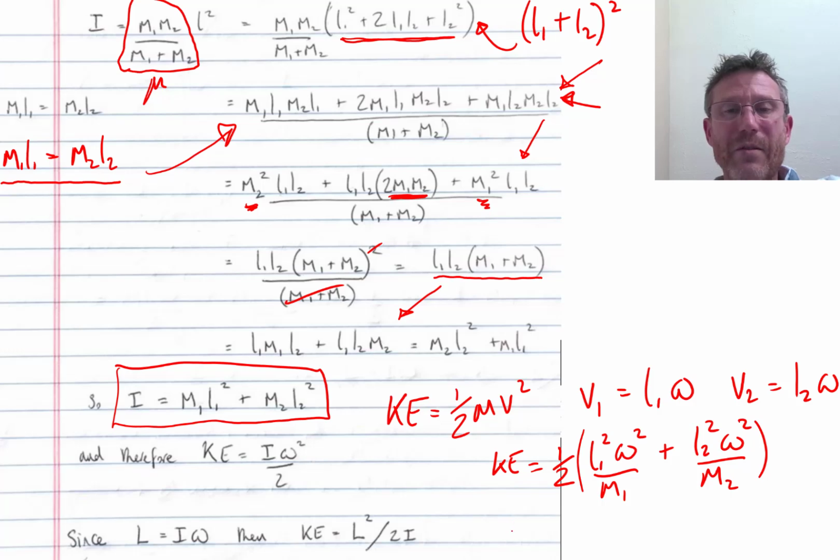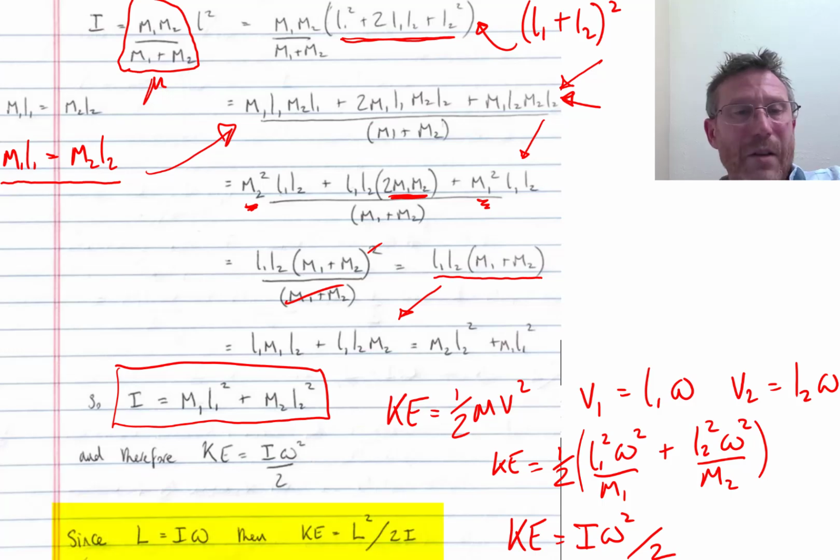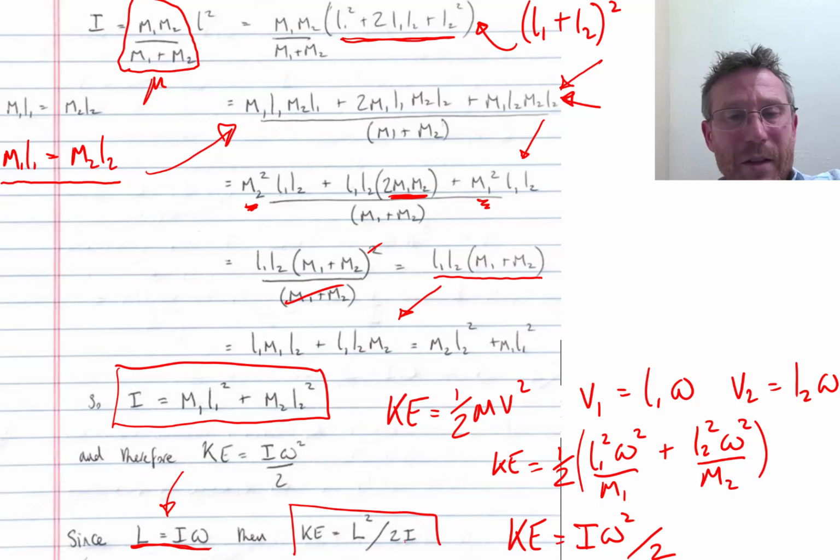Putting this all together, we end up with kinetic energy is simply equal to I omega squared over 2. And from that, knowing from classical physics that angular momentum is equal to I omega, then what we end up with is the following expression for our kinetic energy.